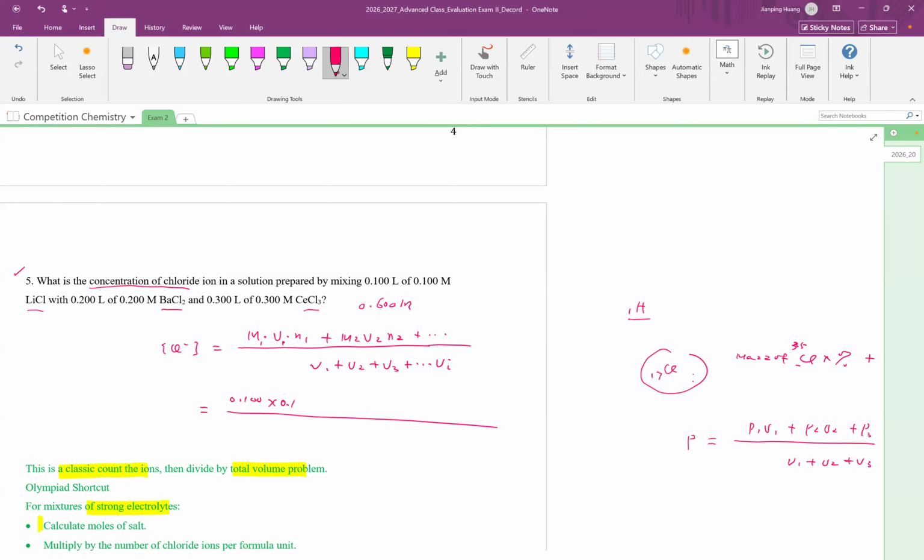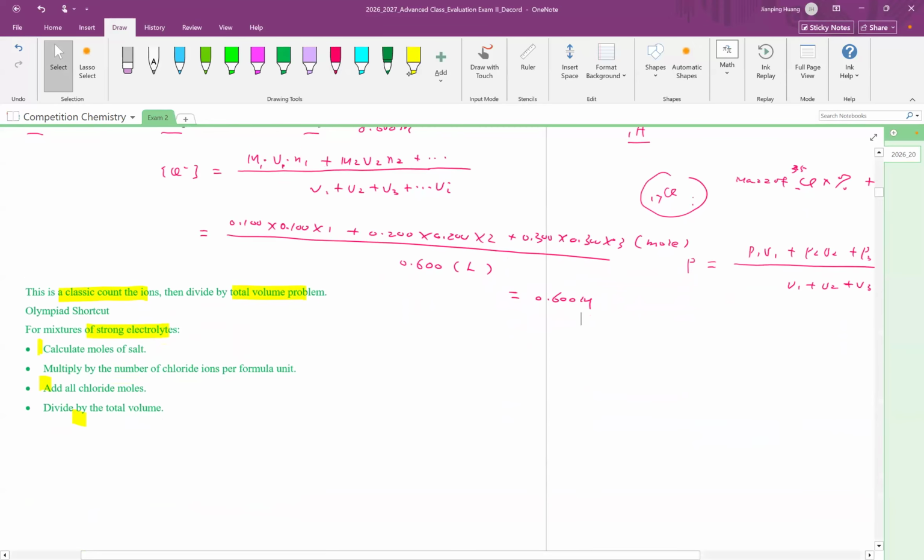So you get 0.100 times 0.100 times 1, plus 0.200 times 2, plus 0.300 times 3. Now you get what? You get 0.600. Here it's liters, and on the top it's moles of ion. So you get 0.600. That's the way. Okay. Now let's move on.